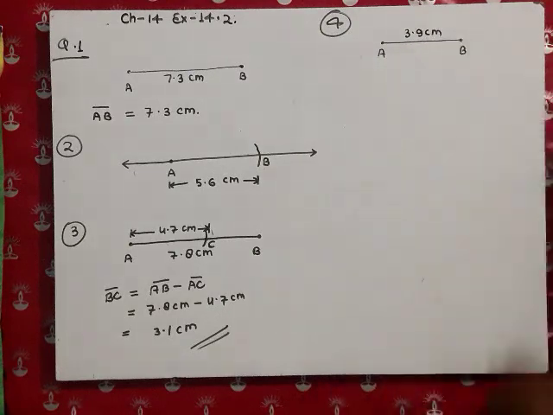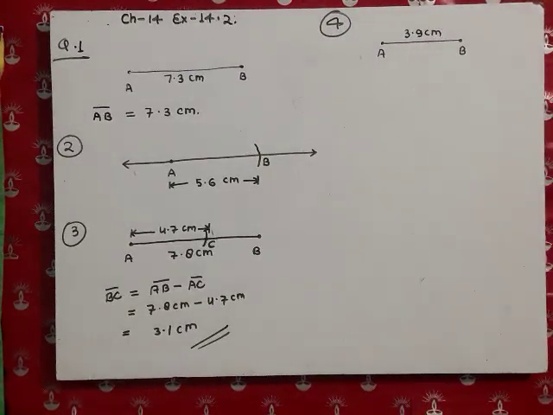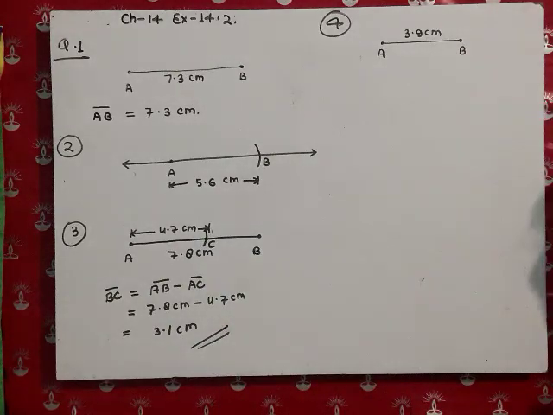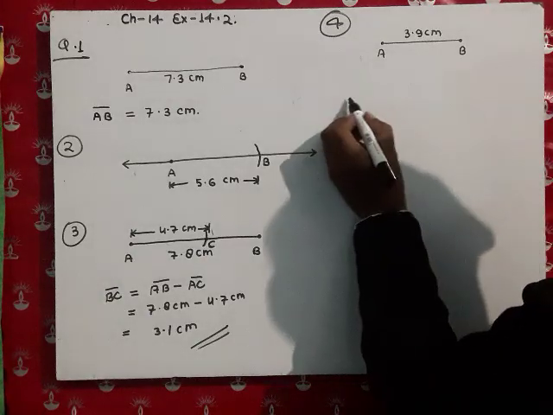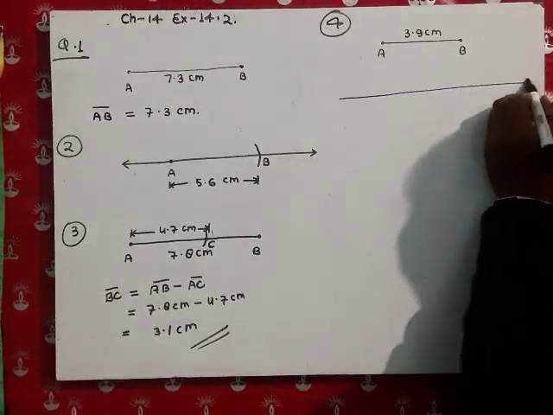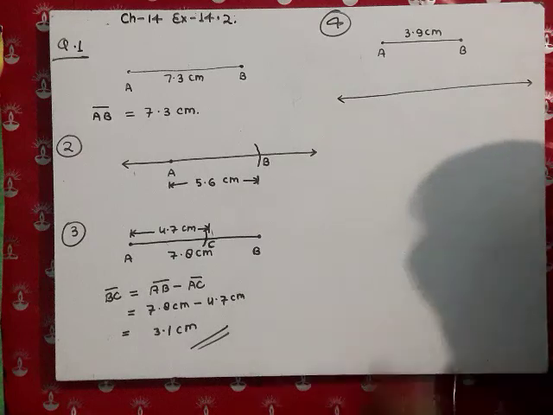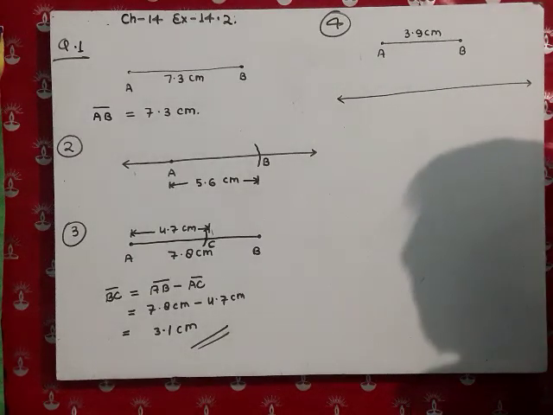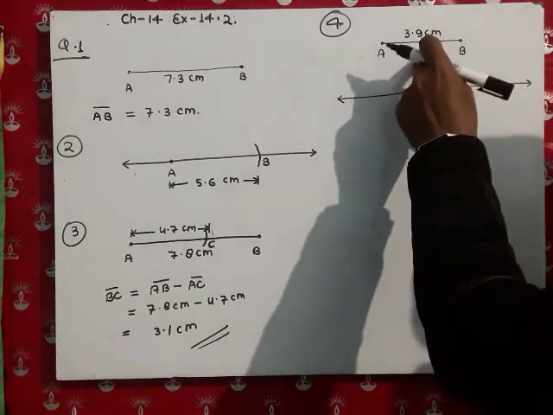So first of all you have to draw a line segment by using the ruler. You have to draw a line segment AB of 3.9 centimeter. Now the question is saying that you have to construct. Now you have to draw one line of your choice, because you have to construct a line segment PQ that is double of AB.